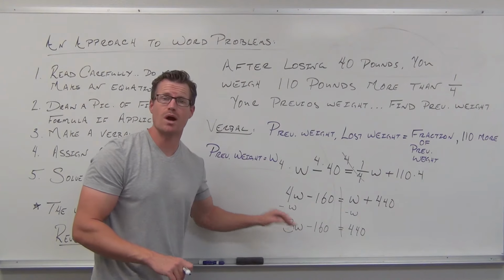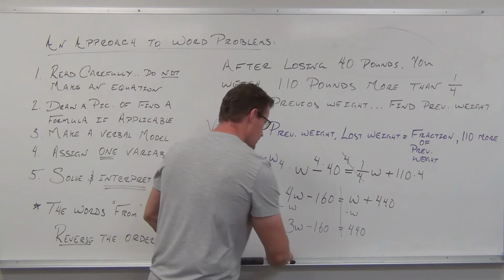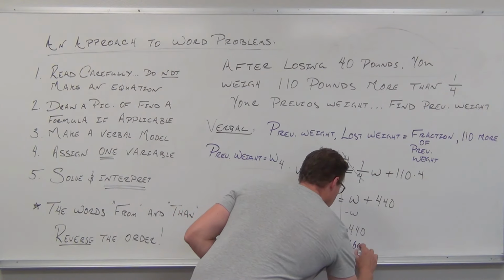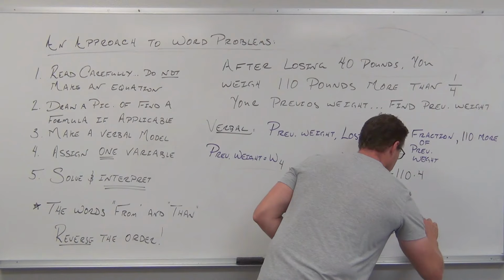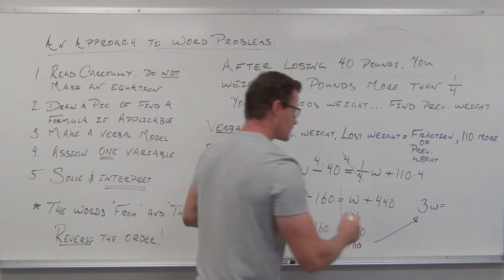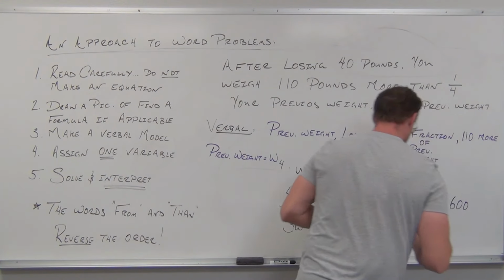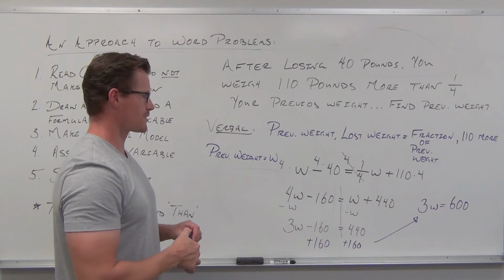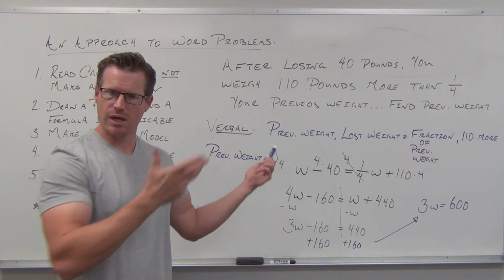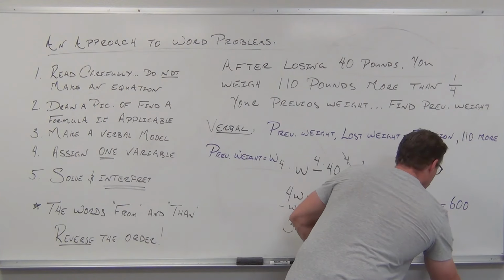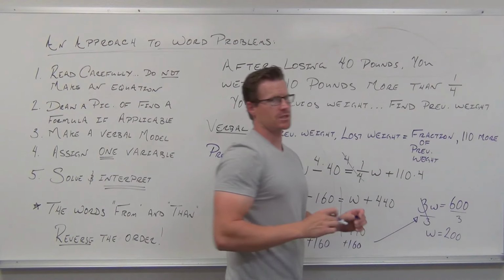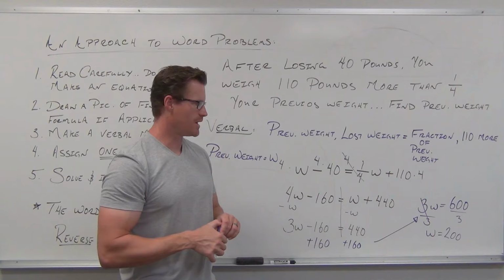Let your variable side drive your problem. Add 160. If my math is right, looks like that. Last step. What's your last step always? You got this? Don't just leave that. Begging you, please don't just leave that.